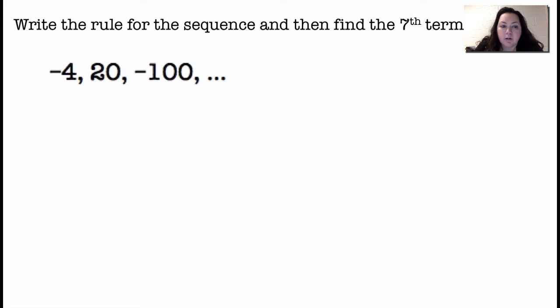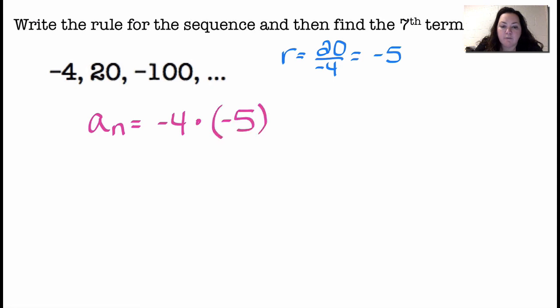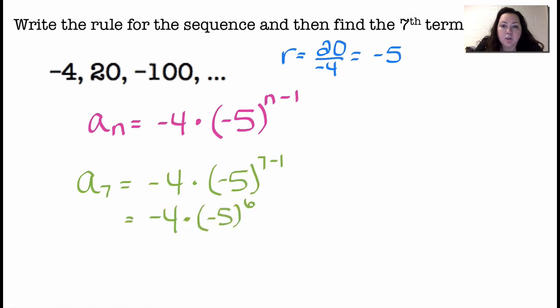All right, negative 4, 20, negative 100. My ratio is negative 5. So my formula for my geometric sequence is my first term, negative 4, times my ratio, negative 5. Because it's a negative, I put it in parentheses, and then raised to the n minus 1. Now I'm going to find the 7th term. So everywhere I have an n, I plug in 7. 7 minus 1 becomes 6. So I'm going to do negative 5 to the 6th power. So negative 5, xy button, 6, equals, and then multiply by negative 4, and that gives me 62,500.